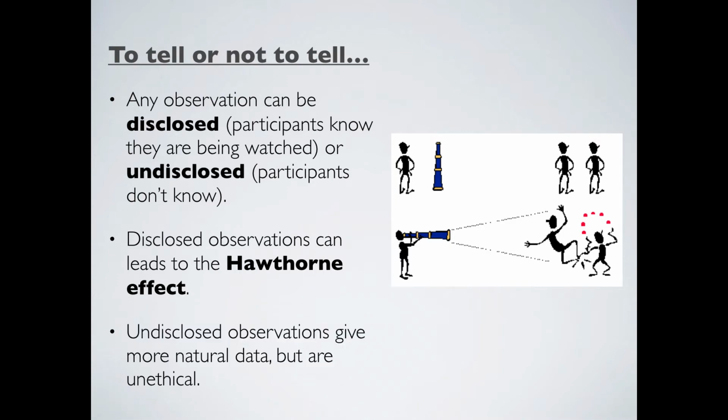The other option would be not to disclose that we are watching our participants. And you can see we get around the Hawthorne effect if we do it that way. More natural data, for sure. The participants are more likely to give true behaviour. But unethical again. You don't really like to be watched by people if you don't know that you're being watched. That's kind of creepy, a little bit weird, a little bit sinister. So again, you have to be really careful with not disclosing about an observation.